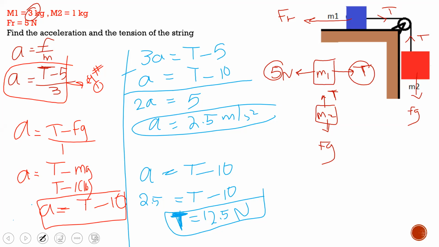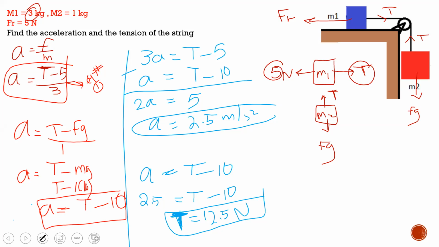Here we have an acceleration, a force over m. The force acted on m1 is the tension minus 5. So a equals (T minus 5) over m1, which is 3. So a is (T minus 5) over 3.